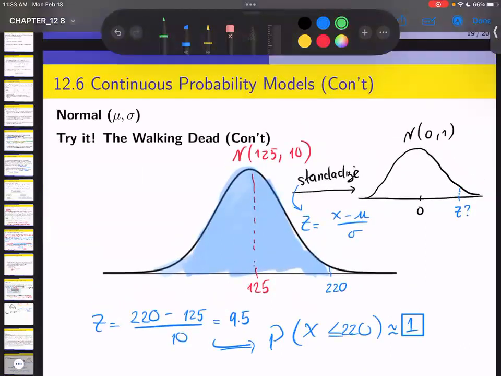So same problem. I want you to find the probability that x is greater than or equal to 220.